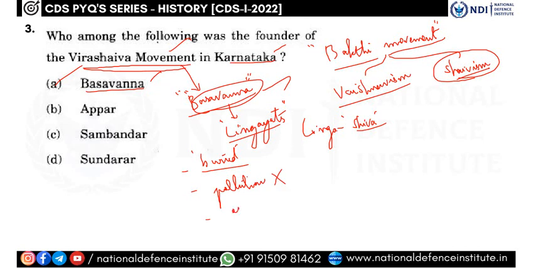They also oppose child marriage, and also talk about women's equality. Yes, they oppose child marriage, and also they suggest more improvement of women. Yes, so they have different ideologies with respect to other sects of Hinduism. So the answer is A, Basavanna, Veera Shiva movement in Karnataka.